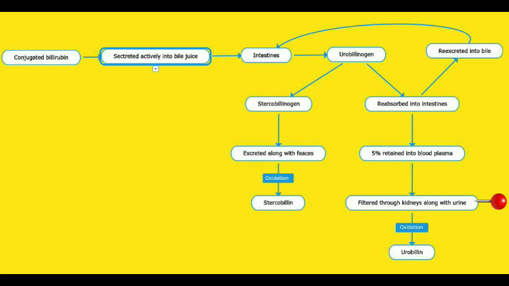When the plasma reaches the kidneys, this 5% of the urobilinogen which was retained inside the blood plasma is filtered through the kidneys and is converted into urobilin, which is excreted along with the urine. So the urobilinogen which is retained in the blood plasma will be filtered through the kidneys along with urine, and inside the urine the urobilinogen gets oxidized to urobilin.